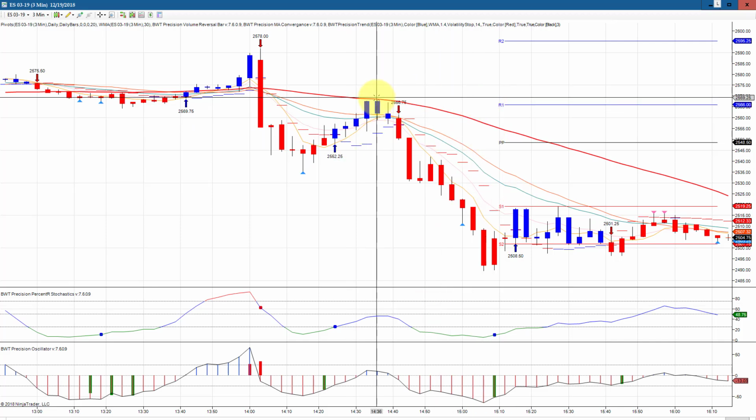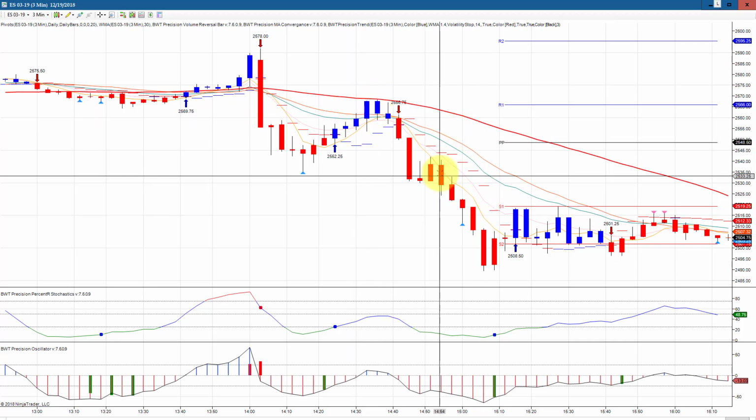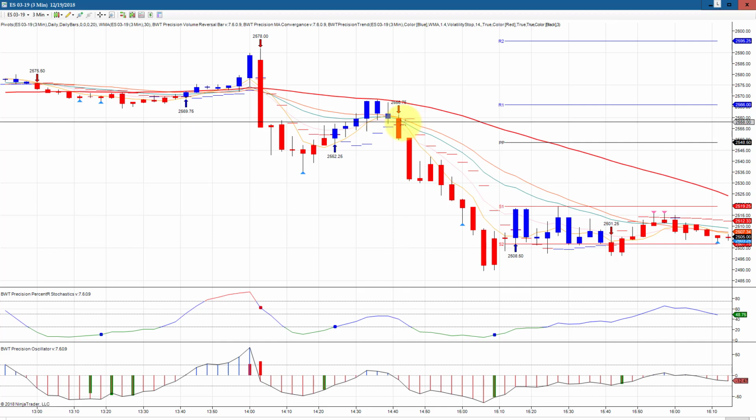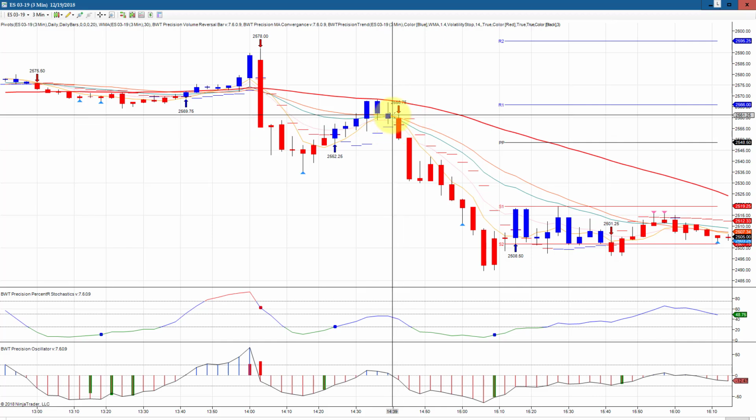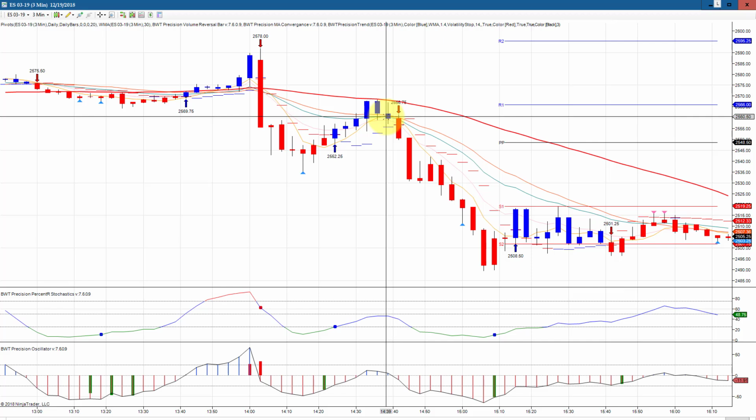So the precision MA, the MA convergence, is actually all these moving averages here, and when they converge is often where the signal turning point is. You can see it here and you can see it here. So this lines up pretty nicely with the oscillators.